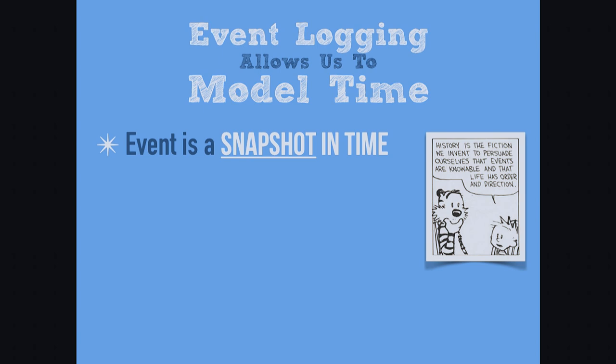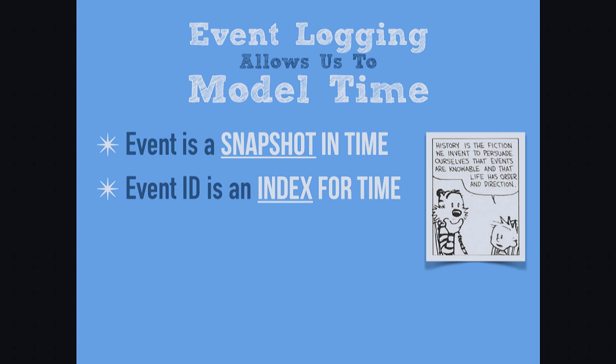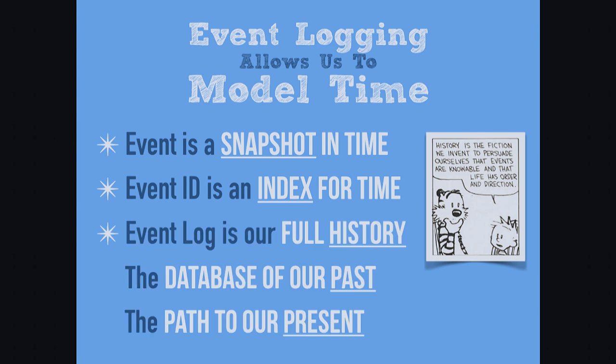It's how we experience the world right now when this event entered our service, okay? The event ID is a natural index of time, and the event log is our full history. It's really a database of the past, about everything that's ever happened. And it's also the path to our present.